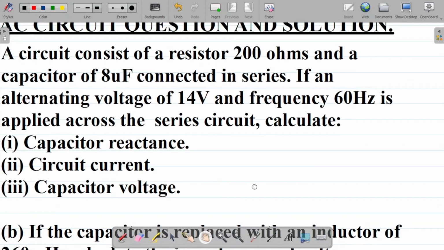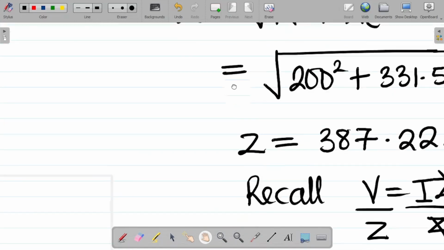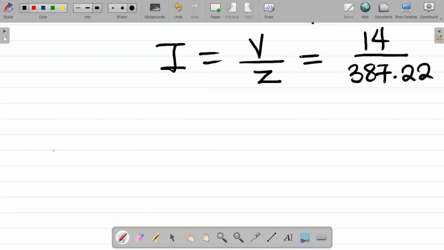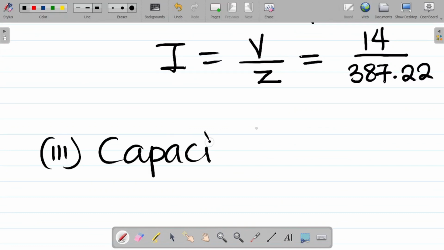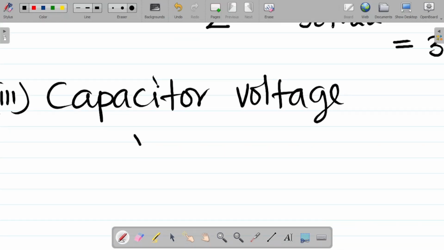For capacitor voltage, how do we get it from here? Recall that from Ohm's law, V is equal to IR. But when it comes to a capacitor, the R you have there is what is called the reactance. Instead of R, you now have XC. That's it.